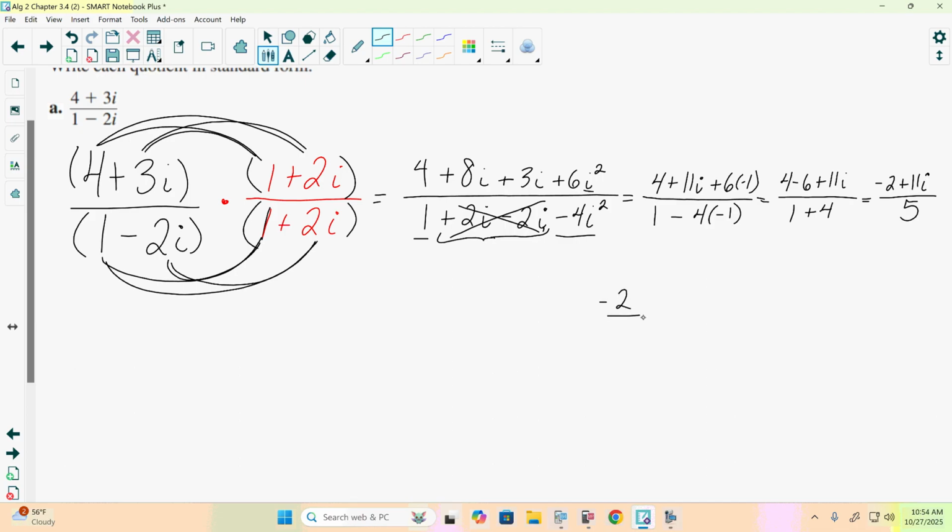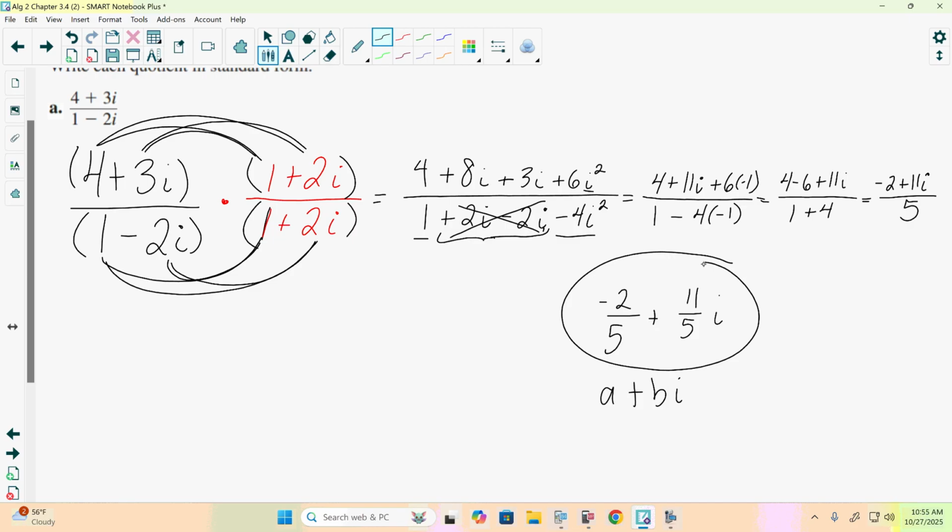Now I will take it as that there. We can also break it up into its two parts in its a plus bi form, where a in our case is negative 2/5, b is 11/5, and we get this here. So we had to use the complex conjugate to get the i term out of the bottom of the fraction. So we had to multiply the top and bottom of this one here by 1 plus 2i.